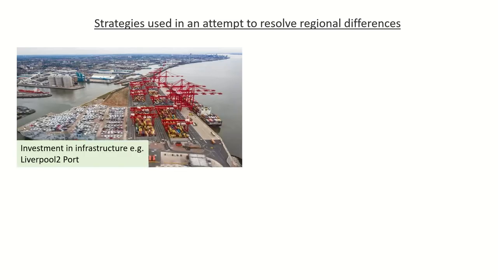So, what have they done? The way they word this in the exam is resolving regional differences, and that essentially means differences in health, wealth, education in the different parts of the UK: north-south divide, England, Scotland, Wales, etc. The first thing they've done to try and improve this is investment in infrastructure, in particular transport. I've used the Liverpool 2 port here, and that's an example of improving trade. It creates over 5,000 jobs for the area.